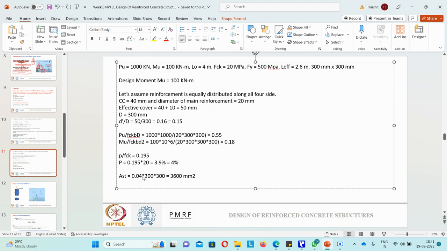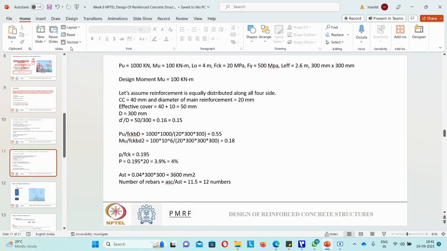And since I considered 20 mm dia bars, my number of rebars will come out to be Asc upon the area of one bar. That will come out to be roughly 11.5, so I will convert it into 12 numbers. So we need to provide 12 rebars equally distributed along all four sides.